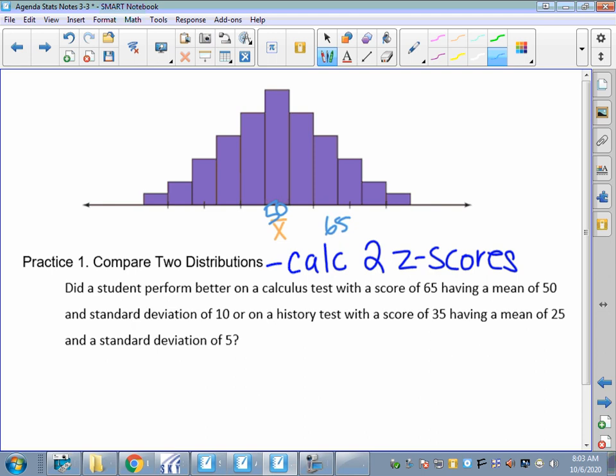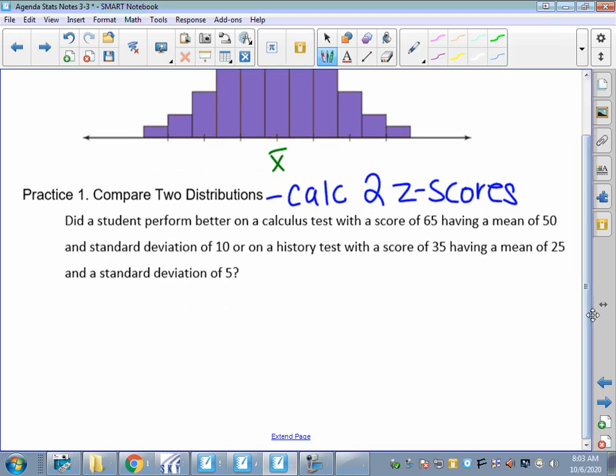If we're talking about that history test, the history test had a mean of 25. That was a hard test. And this student had a score of 35. It's somewhere up here. This student performed above the mean on both of those tests. But which one is relatively better? That's what we're asking when we do these problems. So we can do that by figuring out a z-score for both of those tests.